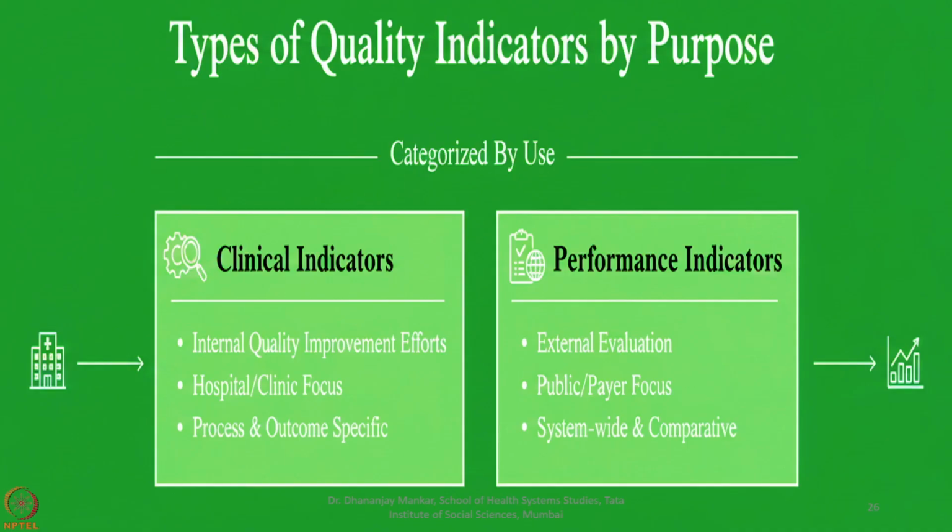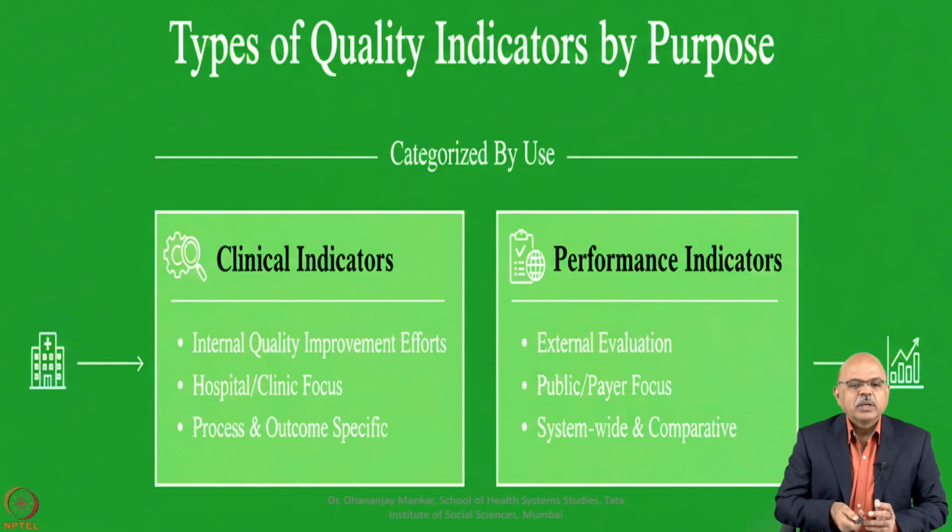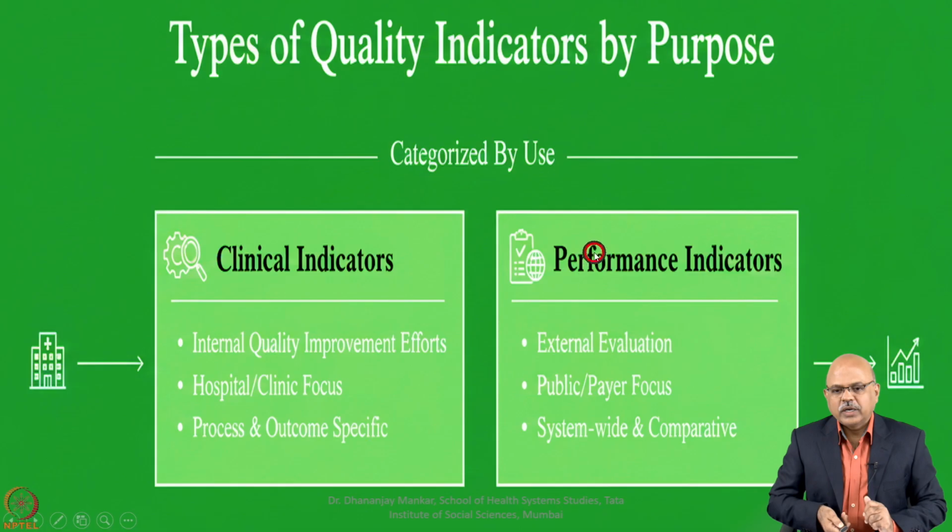For the types of clinical indicators by purpose, the categorization is fully based on purpose. Clinical indicators emphasize internal quality improvement efforts, with a focus on the clinic and the hospital, and are process and outcome specific. On the other side, performance indicators are used for external evaluation by external experts. Public or payer focus is what gives emphasis to performance indicators, and they are system-wide and comparative.